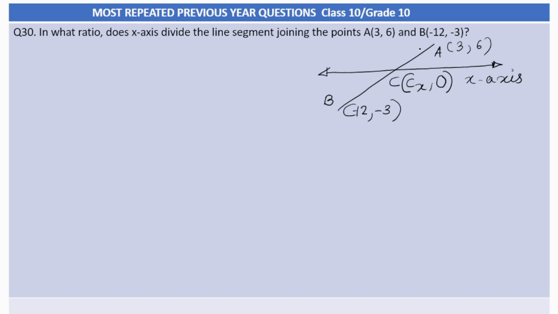We'll see. Now let the ratio in which this line is divided be k is to 1. Always take one variable. Don't take m is to n, because then you will get two variables which you will not be able to find with the given information. So always let the ratio in which the line segment is divided by the x-axis be k is to 1.